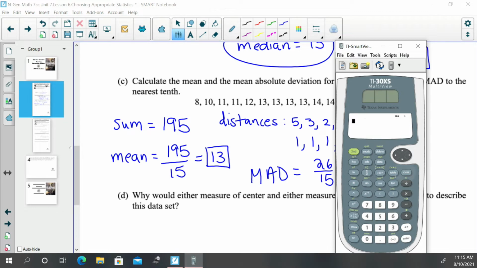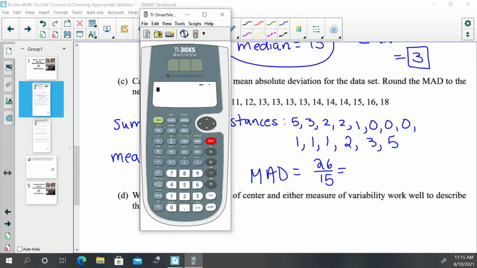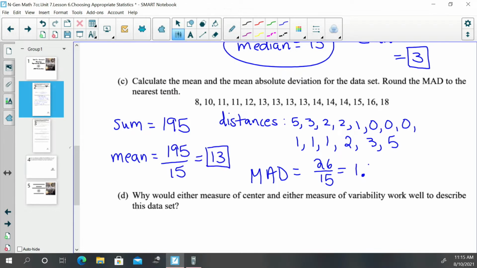That is definitely not the nicest number on earth, which is why we will have to round. It's 1.73 repeated. So to the nearest tenth, 1.7.